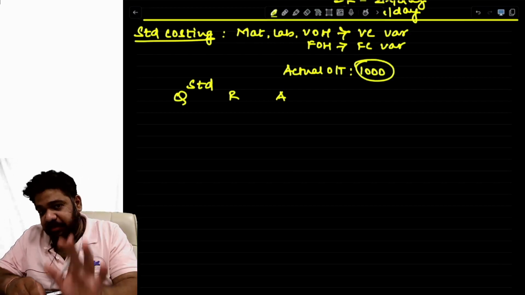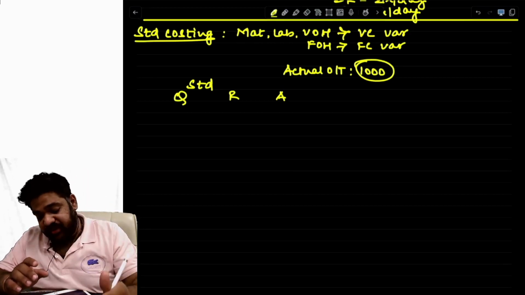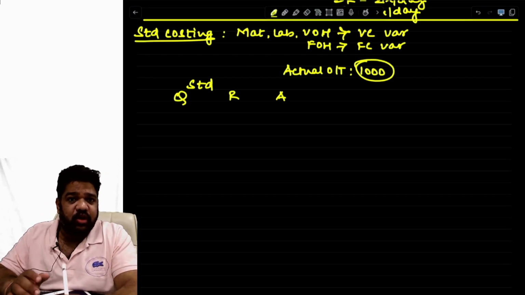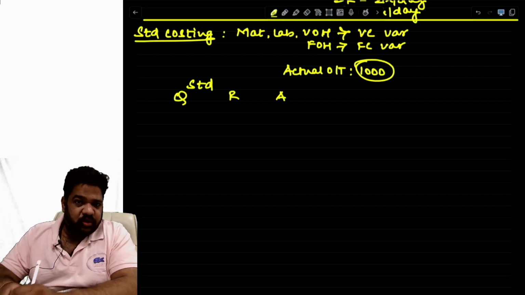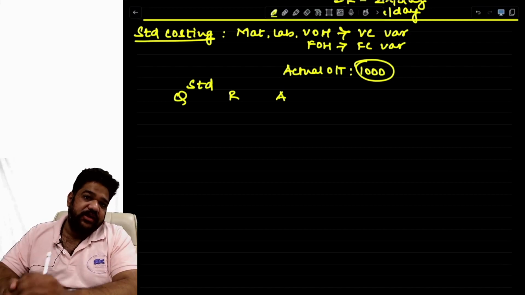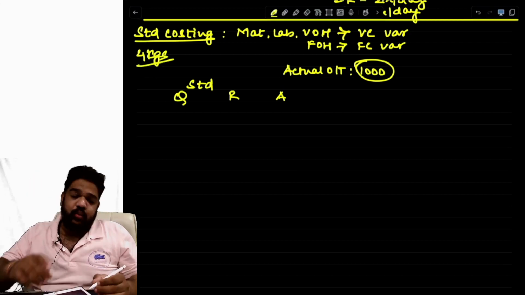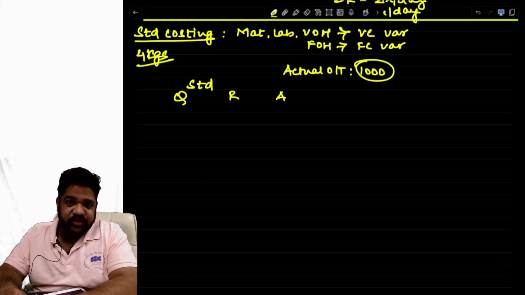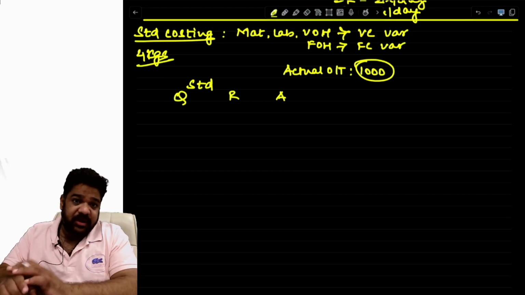Whatever is actually produced, for that, what is the quantity that has to be put in is what you're trying to understand. So if the actual output is 1000 units, for 1000 units, how many kgs of raw material should have been used? Let's say it says 4 kgs. So if one finished good requires 4 kgs of raw material, 1,000 finished goods will require 4,000 kgs of raw material. That is what will become the standard.